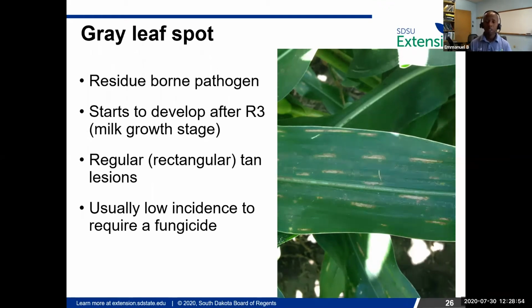Even where I've seen this disease, it's, for example, by this level, it's pretty late in the season. We're talking of dent and after dent, where a fungicide may not be needed to control this disease. But in some years where the disease might show up a little early or the hybrid is very susceptible, then you want to think of a fungicide right at R1, which is silking.